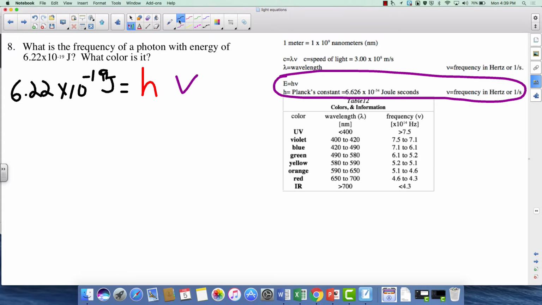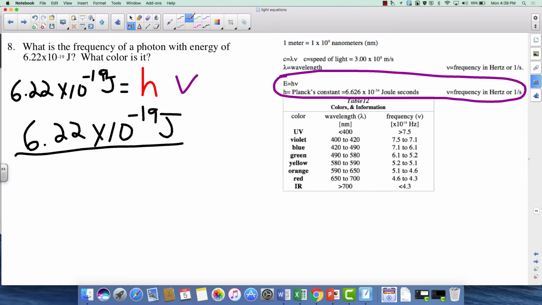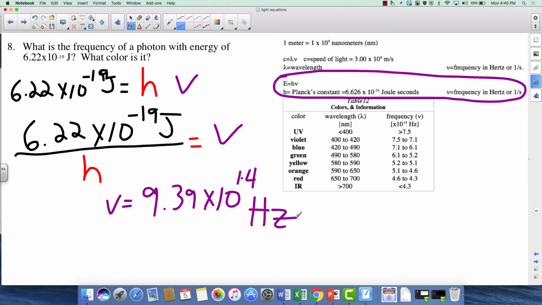If I divide both sides by h, I'll get 6.22 times 10 to the negative 19th joules over Planck's constant, 6.626 times 10 to the negative 34th, and that'll give us our frequency of 9.39 times 10 to the 14th hertz. To find the color, look on the frequency chart.